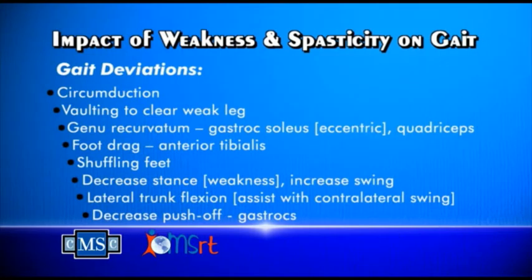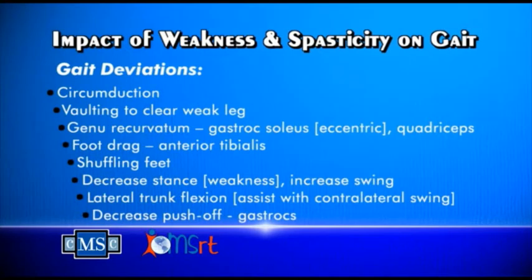The presence of genu recurvatum is a telltale sign of the presence of spasticity in the gastroc soleus. As the patient moves through stance phase on the involved extremity, that spastic gastroc pulls the proximal tibia posterior, resulting in hyperextension of the knee. We should always first look at gastroc soleus for spasticity as well as weakness when we see genu recurvatum demonstrated. After that, then go to the quadriceps. Foot drag is certainly evident with weakness of the anterior tibialis.